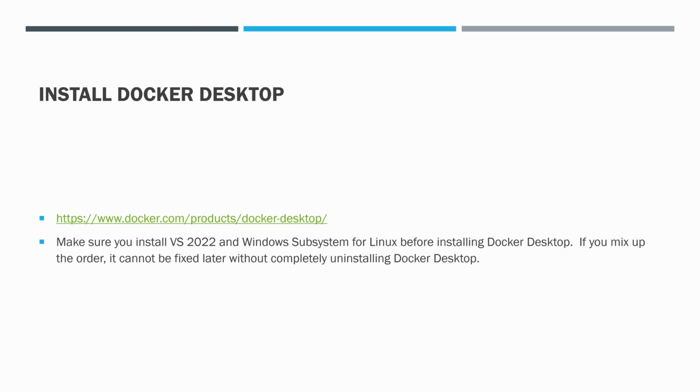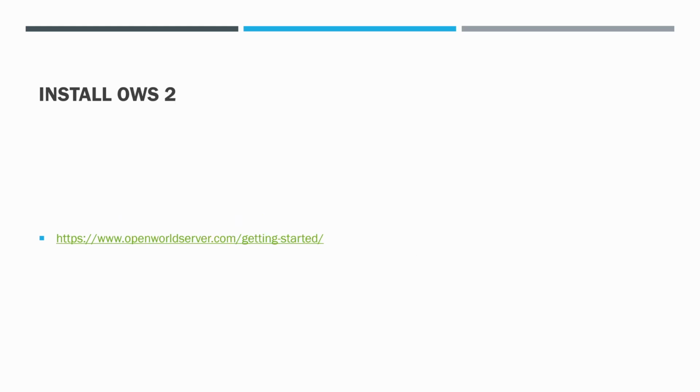The next thing we're going to do is install Docker Desktop from the link provided. As I mentioned earlier, make sure that you install Visual Studio 2022 and Windows Subsystem for Linux before installing Docker Desktop. After Docker Desktop is installed, we will continue the installation of OWS 2.